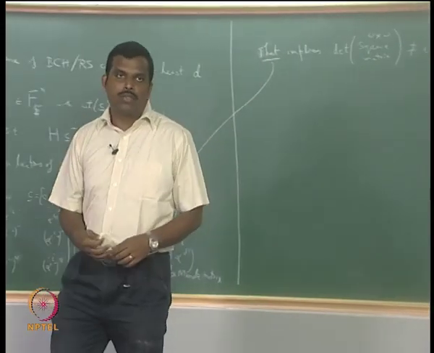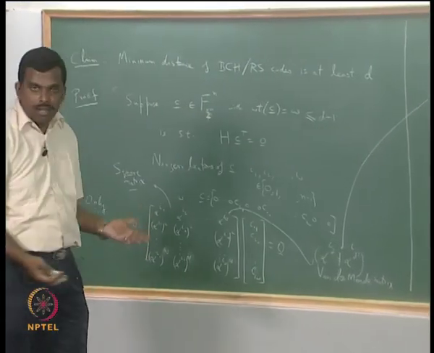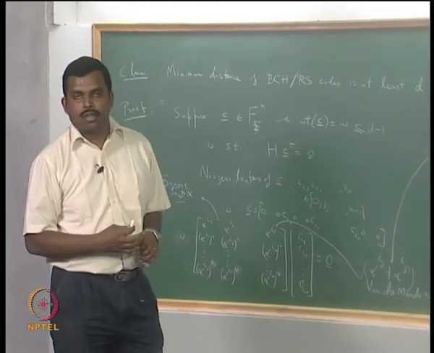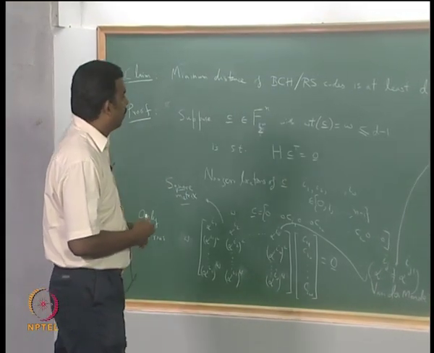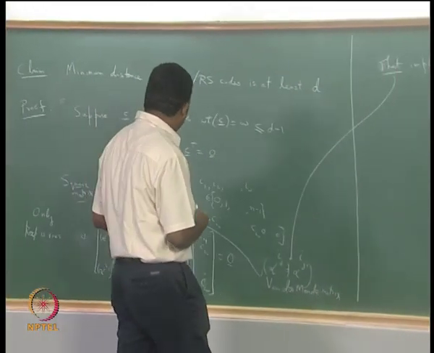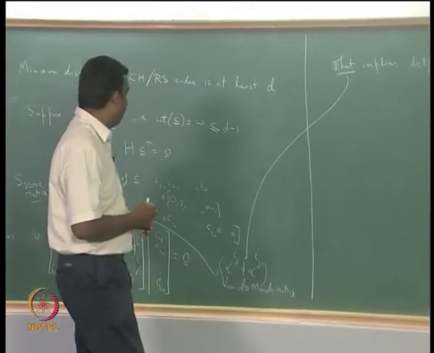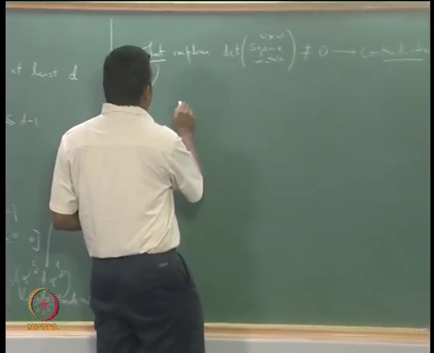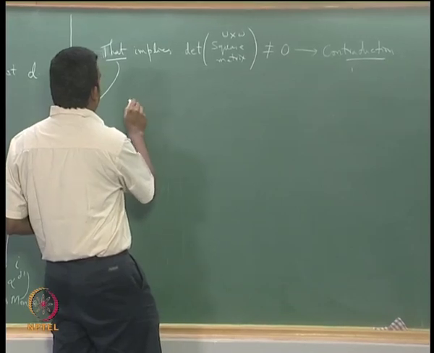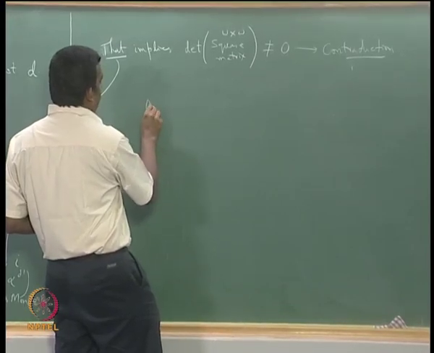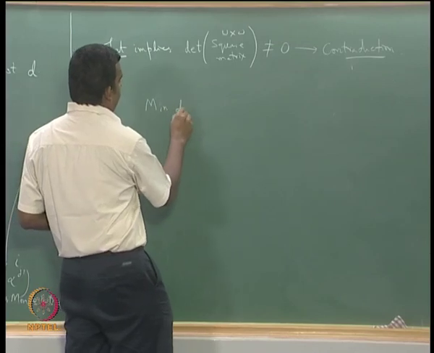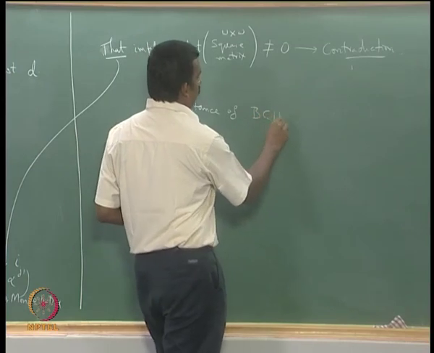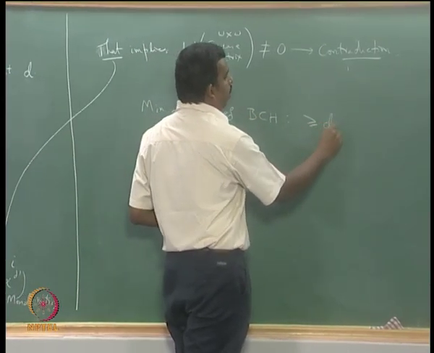Okay. So, if you have a matrix with a non-zero determinant, clearly you cannot have a non-zero vector in its null space, that is not going to happen. Okay. So, we have our minimum distance results. Okay. So that gives us d is greater than or equal to d.